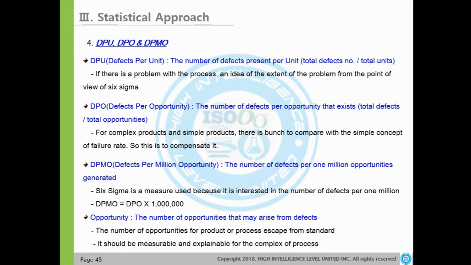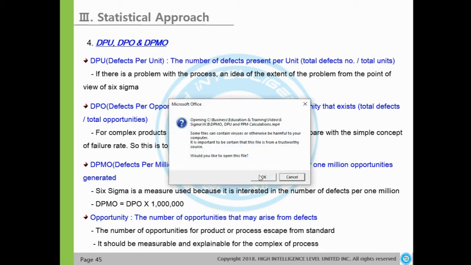And now we'll study about DPU, DPO, DPMO. DPU is defects per unit. DPO is defects per opportunity. DPMO is defects per million opportunities. Opportunity means the number of opportunities that may arise from defects. So let's see what DPU, DPO, and DPMO are, and how they are calculated.